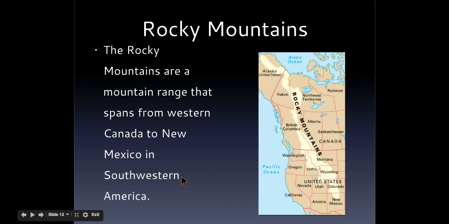Alright, the Rocky Mountains. They're a mountain range that start in western Canada, up here, and they go all the way down and touch into New Mexico. These are even larger than the Appalachian Mountains, but they're closer to the west coast. You see California, Oregon, and Washington. So these would serve as a boundary for those people that were on the west coast, which during this time was no one.